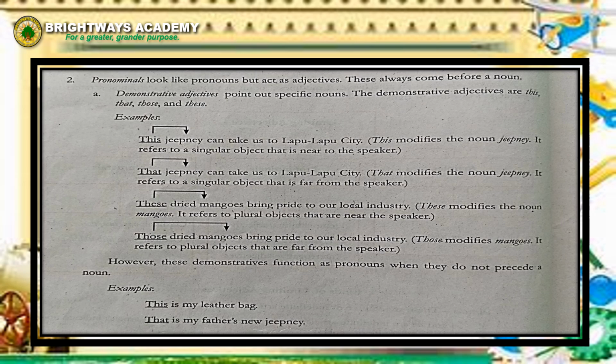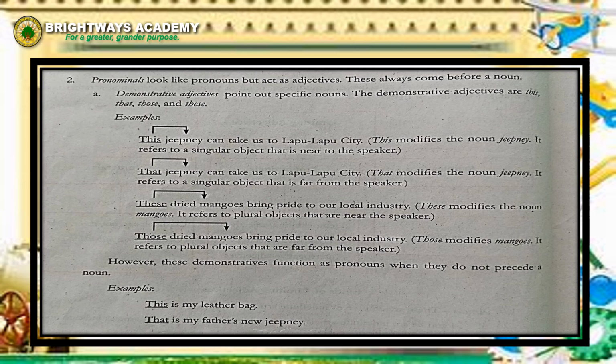Example, this jeepney can take us to Lapu-Lapu City. The demonstrative adjective this modifies the noun jeepney. It refers to the singular object that is near to the speaker. So it is near the speaker. When we say this jeepney, it is near the speaker. That jeepney can take us to Lapu-Lapu City.